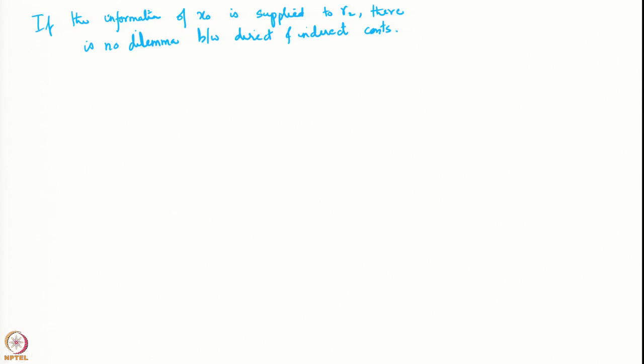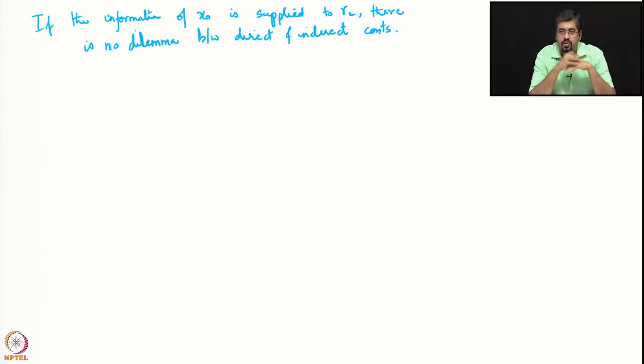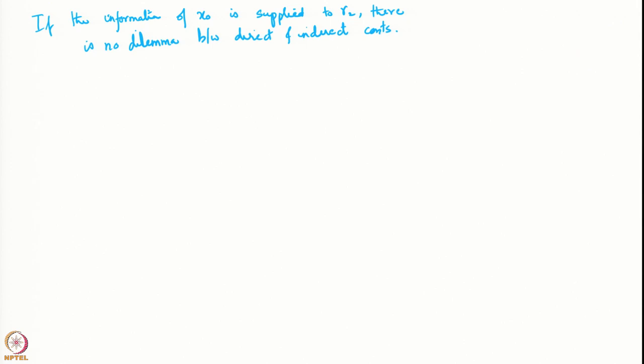So if the information of x0 is present with gamma 2, then there is no dilemma between direct and indirect costs. Now, what this means is that the root of this dilemma is the lack of knowledge of x0. So, if this x0 could somehow be communicated to gamma 2, then this dilemma goes away, and therefore, in that case the problem becomes rather easy to solve.